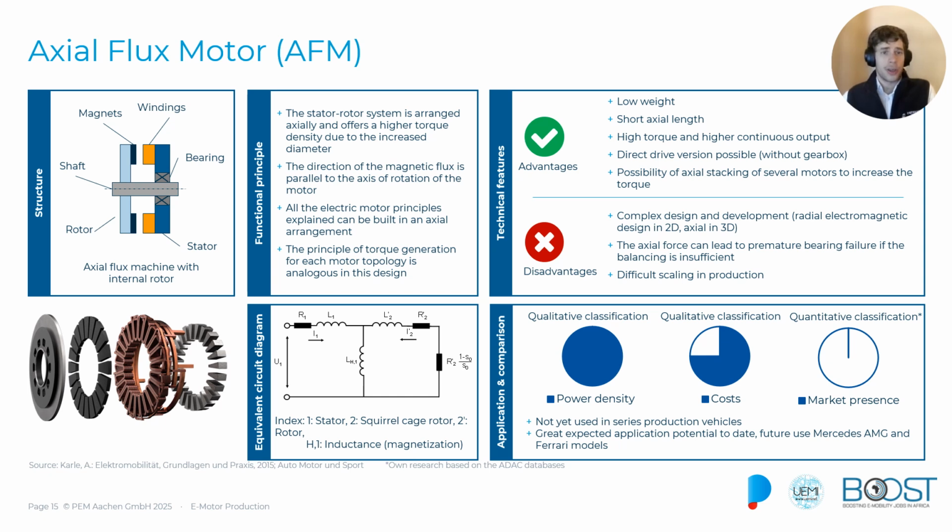So in summary, the AFM has the highest power density, even higher than the radial flux design with permanent magnets. But this also comes with the highest cost if we look not only at the material, but also at the production costs. And this is once again the reason why we do not see this type in today's applications. But it is one of the most exciting designs for the future.